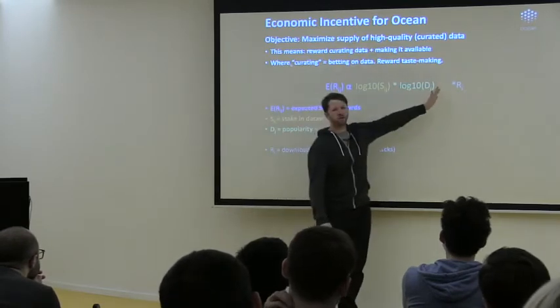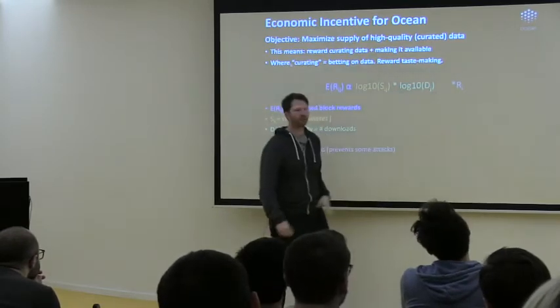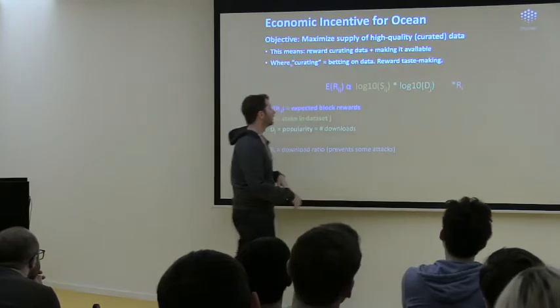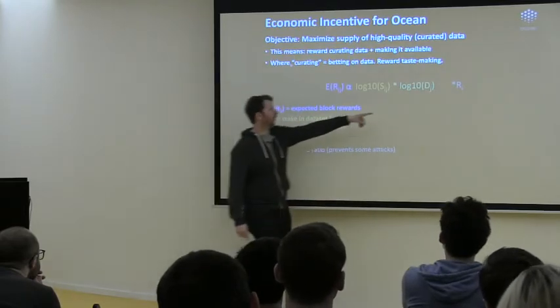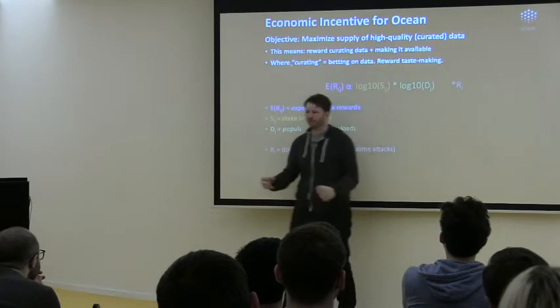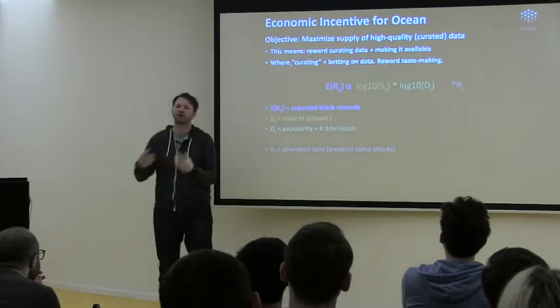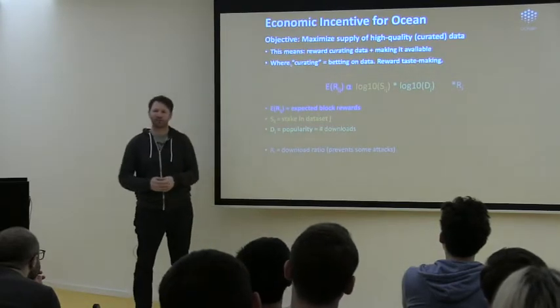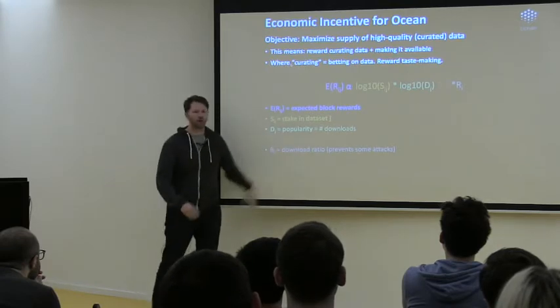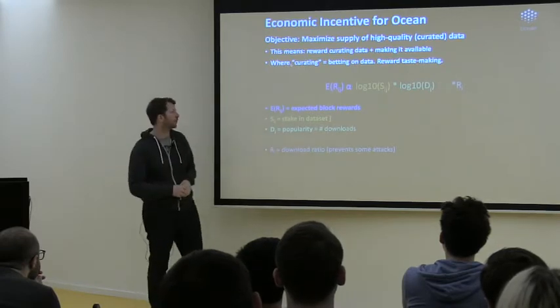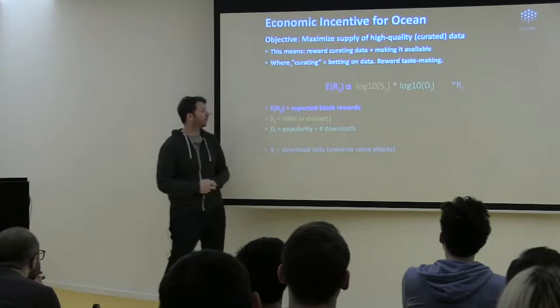This is the token rewards per interval, sort of like every 10 minutes for Bitcoin. And then finally, this is a download ratio. There's a particular attack. If someone uploads something and then it lets themselves, then that's a problem. So there's just a download ratio of uploads versus downloads. So overall, that is the trick.